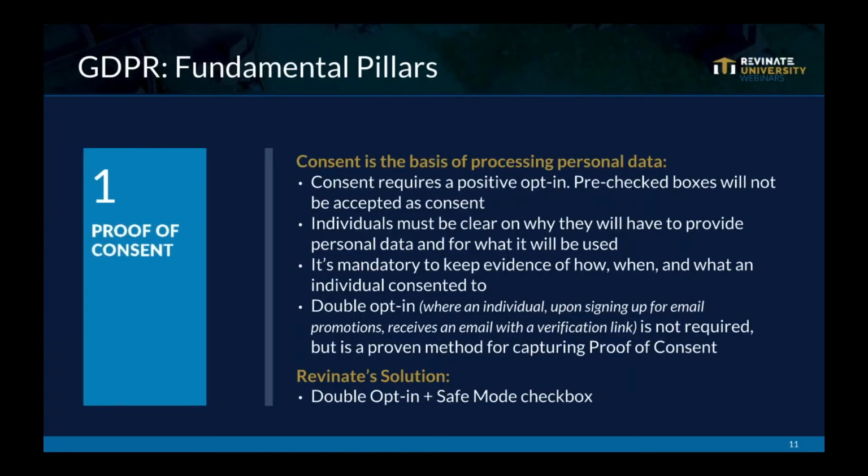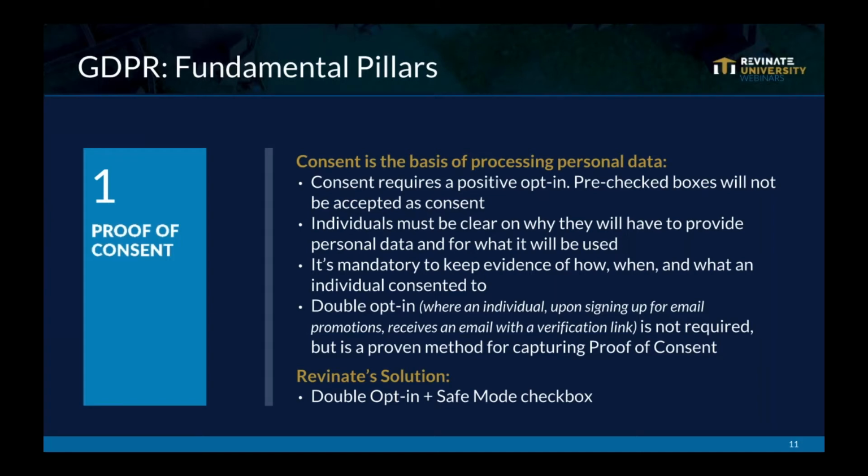So the first pillar is proof of consent. We spoke about different types of consent in the very beginning. It is important to remember that consent is the basis of processing personal data. So what's new with GDPR in that regard? First of all, consent requires a positive opt-in now, so any pre-checked boxes will not be accepted as consent. Also, guests must be clear on why they have to provide personal data and what it will be used for. That ties to your privacy policy, so make sure it includes all of that.